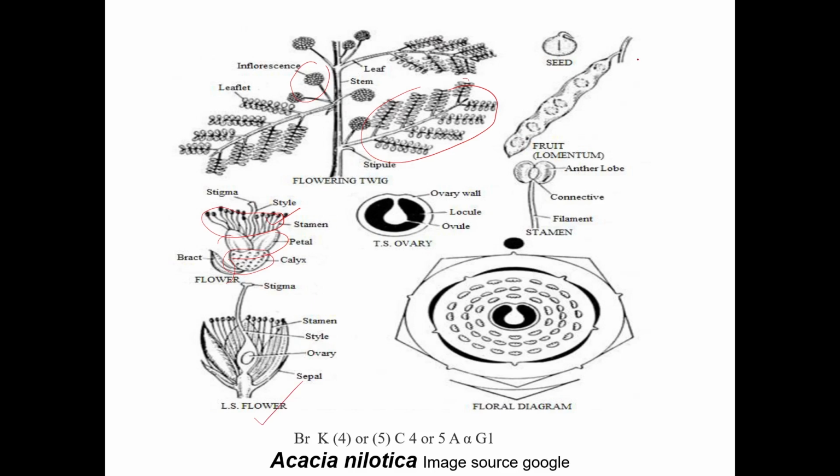Here you can see the fruit, that is the lomentum in case of acacia. Here is the seed. And if you see the ovary, it shows marginal placentation. And this is one of the floral diagrams. The floral diagram shows the bracteate flower, calyx, corolla, an infinite number of androecium, and the one single monocarpellary ovary with marginal placentation.